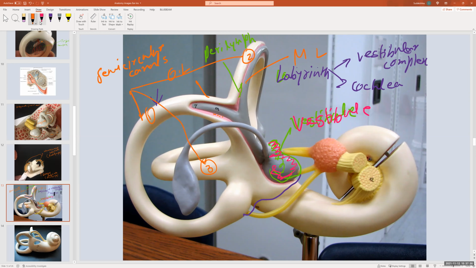And of course, each of these is made of an osseous labyrinth, as you can see here on the surface, and membranous labyrinth with perilymph in between. What's present within this? Endolymph. Within this, endolymph.